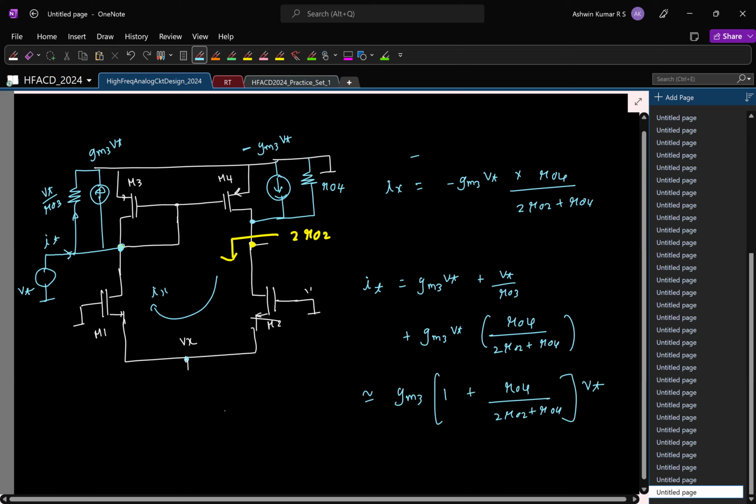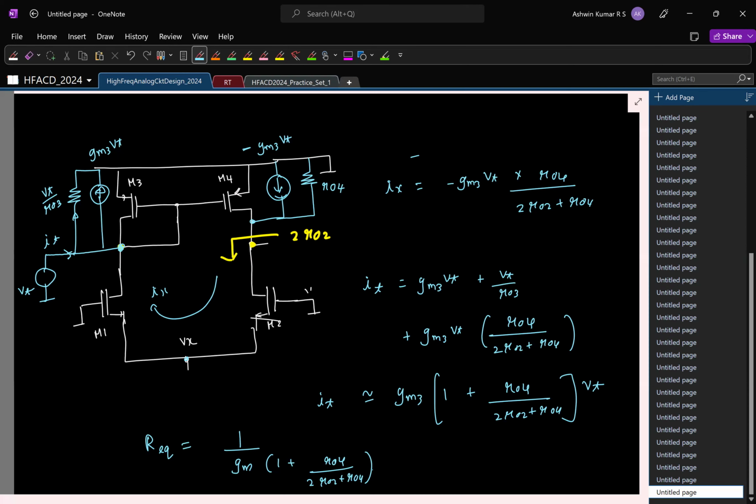So the resistance is what? This I test. What is the resistance? It's 1 by gm3, but into 1 plus this factor. Okay. Again, this is all happening because this is an asymmetrical circuit, so we should be slightly more careful.